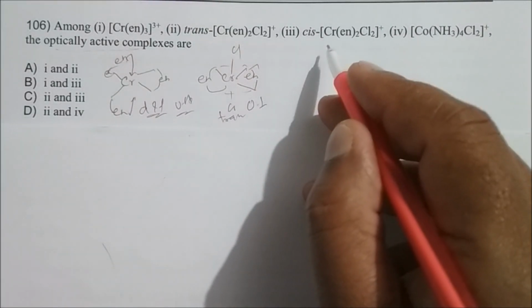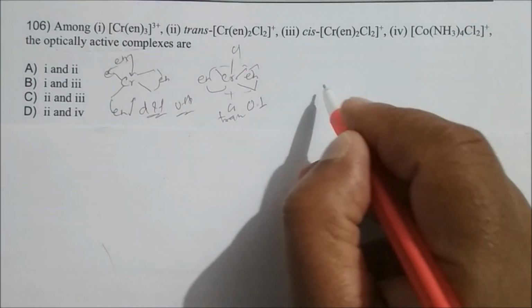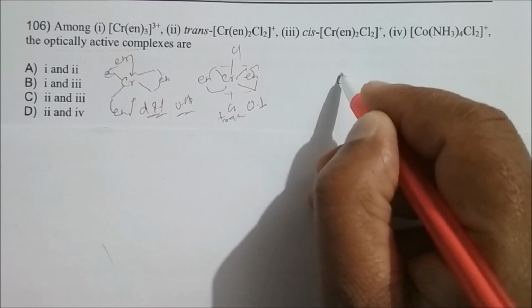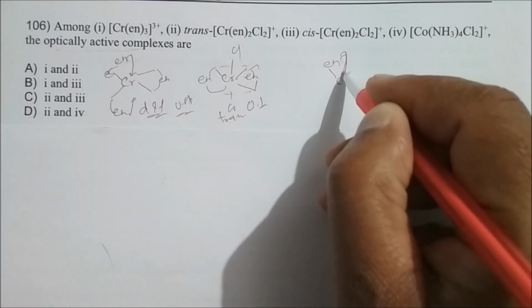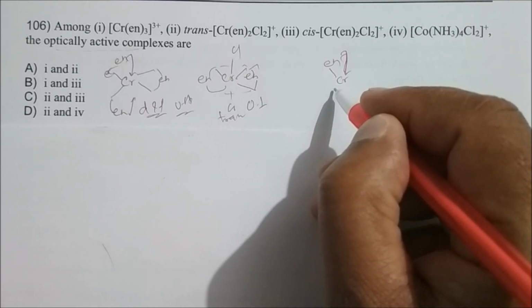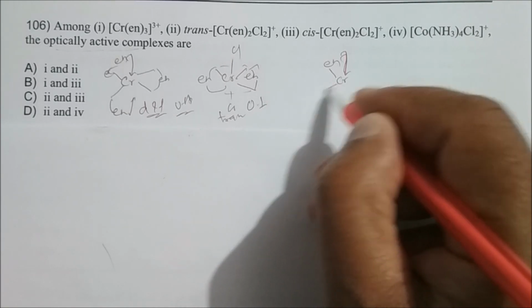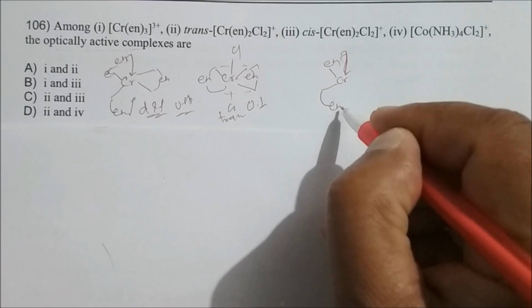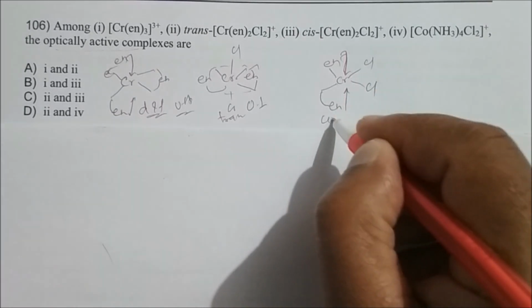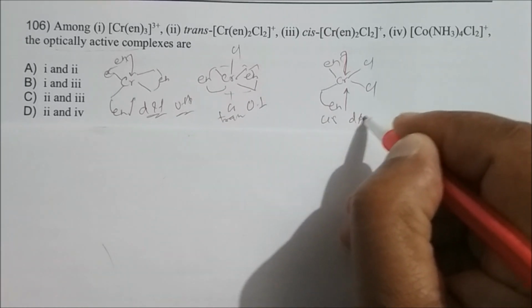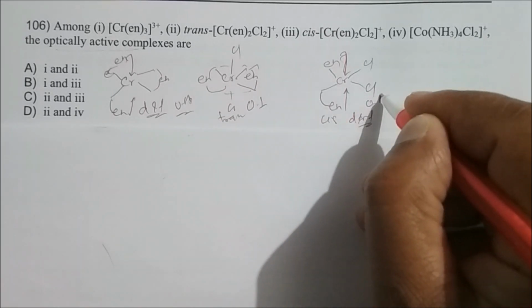Now cis, en twice, and Cl. So we can take chromium down. One en we can take like this one up, and a second this side. So en, one from the up, and one Cl this side, one Cl there. So this is the cis form. So this can be D also or L also. So this is also optically active.